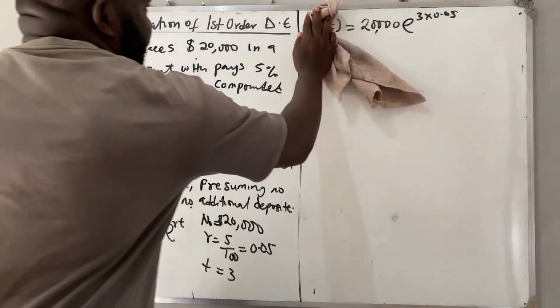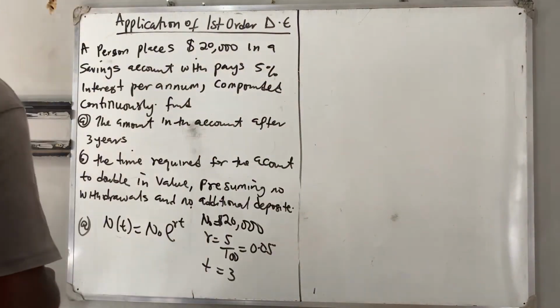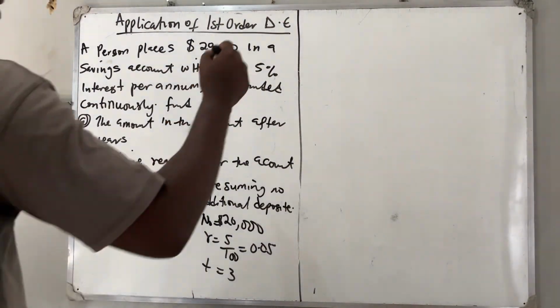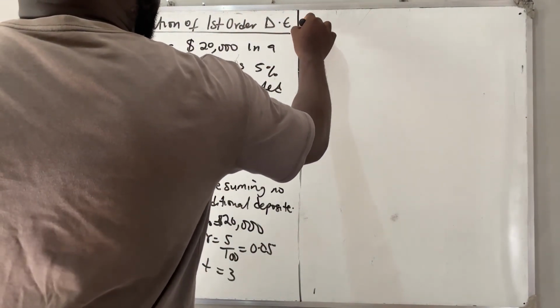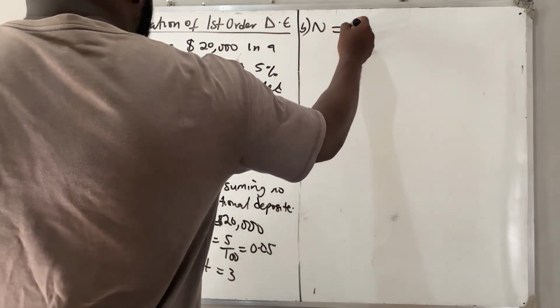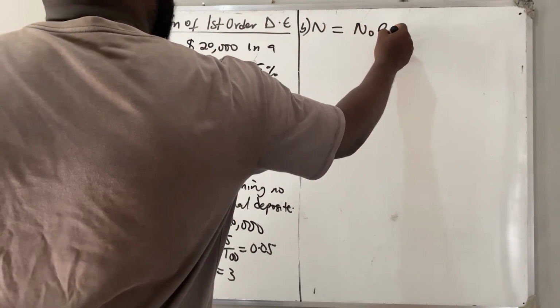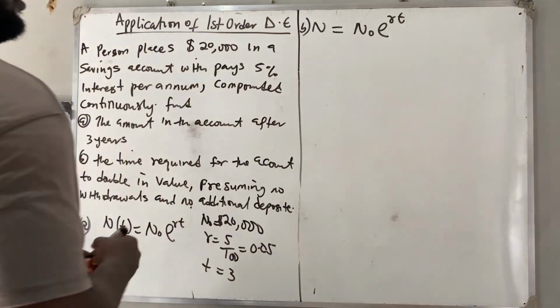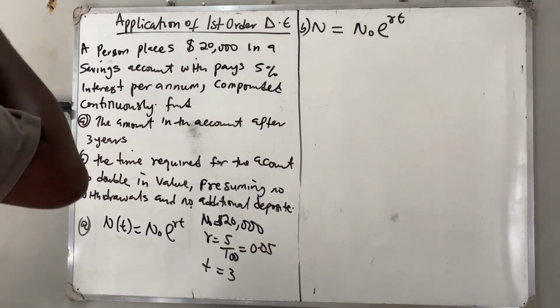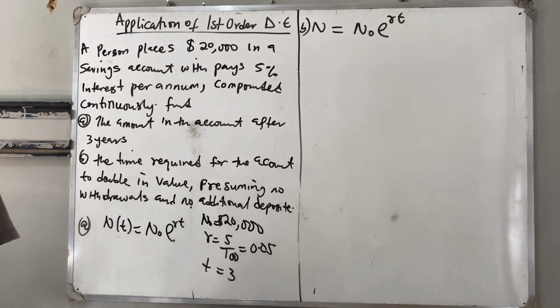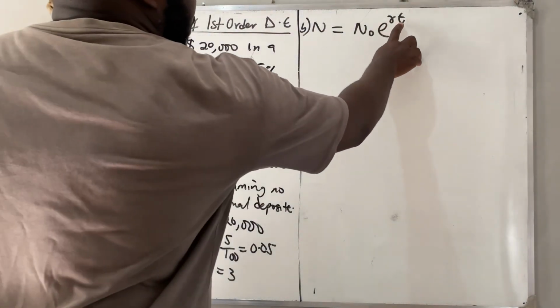So question number B is asking us to calculate the time. So we have that our N for question B, N is equal to N naught exponential rt. Okay? Now, if we are going back, we are going to take the ln of both sides. But before that, don't forget that we are looking for what?